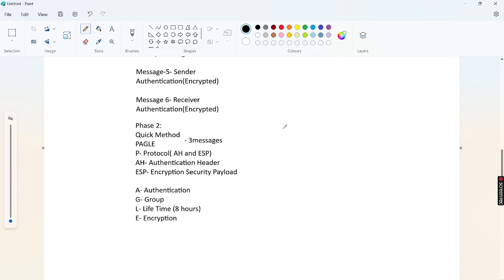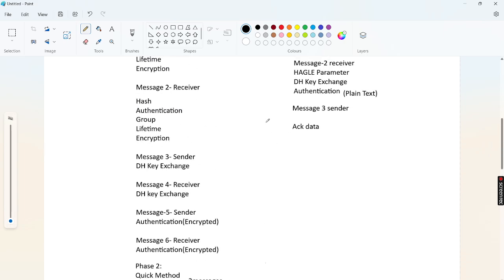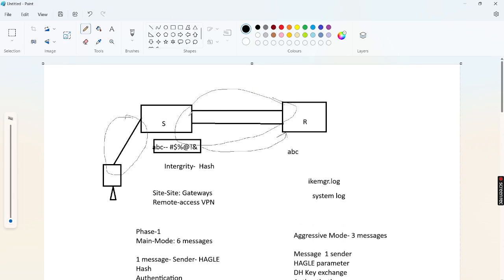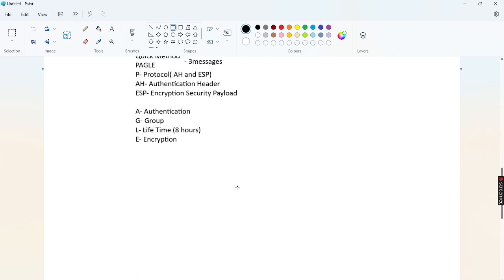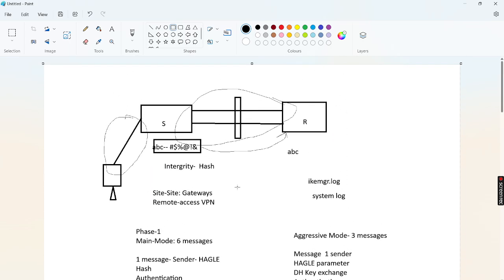We have another topic called NAT traversal. NAT traversal means, if the IPsec tunnel is formed between one site's peer and the other peer, and there is any NAT device between the two routers or two gateways, we need NAT traversal. That will be discussed in more detail in tomorrow's class. Okay, this is for today.